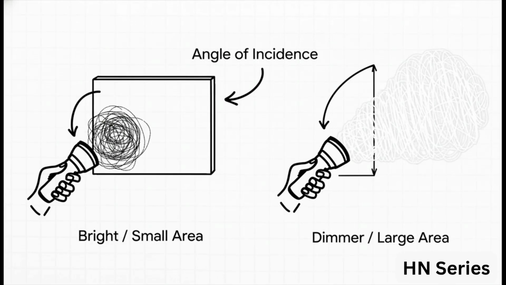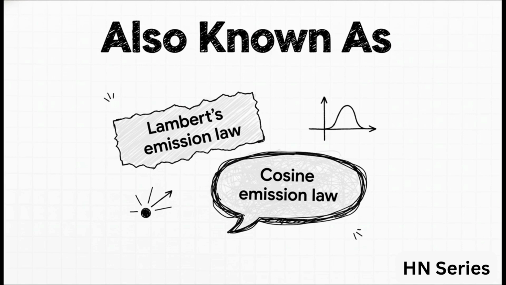Much better. Think about it like this. You're shining a flashlight on a wall. When that beam hits the wall straight on at a 90-degree angle, you get the brightest, tightest spot of light, right? But as you start to tilt the flashlight, that spot gets dimmer and more spread out. Well, that's it. That's Lambert's law in action. The brightness you see totally depends on the angle of the light source. And just so you have the whole picture, you might hear this law called a couple of other things, like Lambert's emission law or the cosine emission law. They all describe the exact same principle, just using slightly different words.